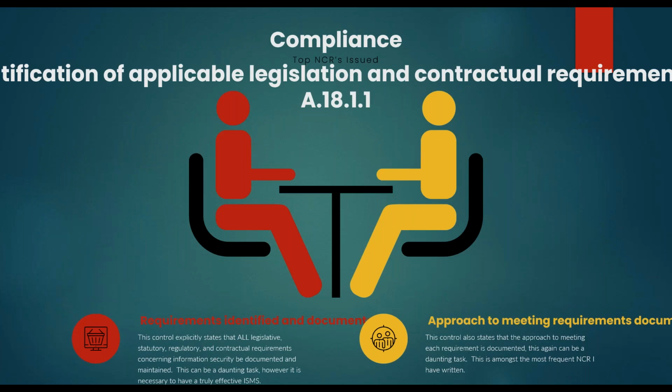All right, and this last one is compliance, which is section 8.18 of Annex A. This is just one control in particular because I've seen it missed so many times. It's 8.18.1.1, the identification of applicable legislation and contractual requirements. There are two parts to this control, and a lot of times I'll see companies get the first part right, but not do the second part. The first part is that all legislative, statutory, regulatory, and contractual requirements concerning information security be documented and maintained.